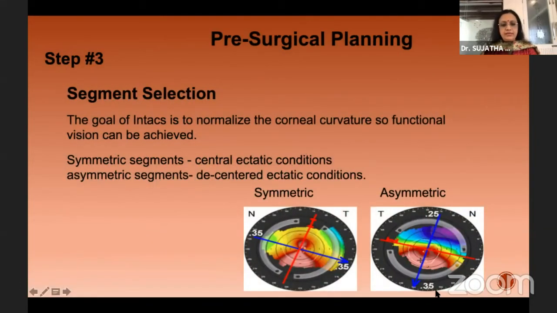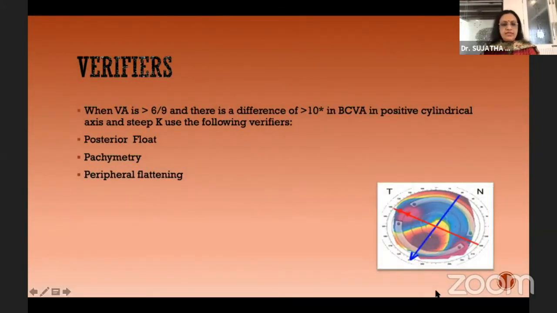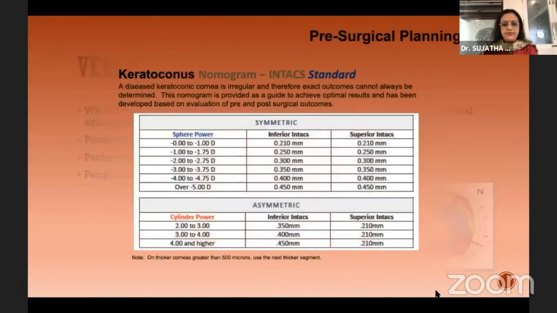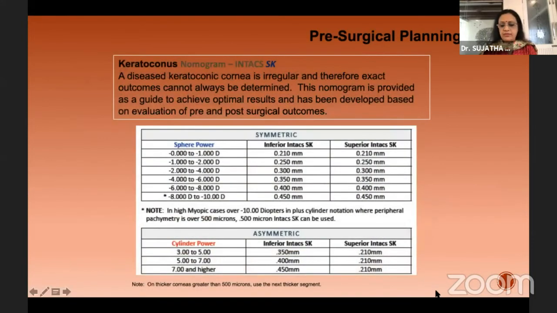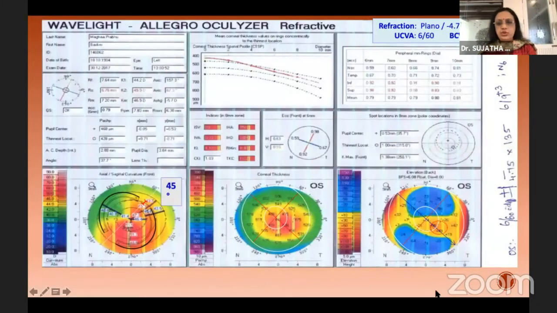Here you can see the segment selection, where you can see the asymmetric. In case of asymmetric disease, you use asymmetric segments, as you can see in the picture. And the other verifier, like I told you, is that this patient has a posterior float which is very shifted, very much lower down. So definitely that is the steepest area and the area of the cone. This is where you would insert the ring, and thereby the opposite, perpendicular area becomes the area where the incision is made. These are some of the nomograms which come along with the machine. So I'm just going to show you some cases.